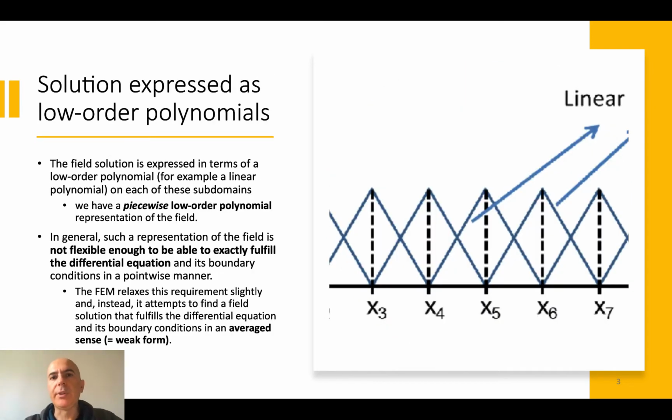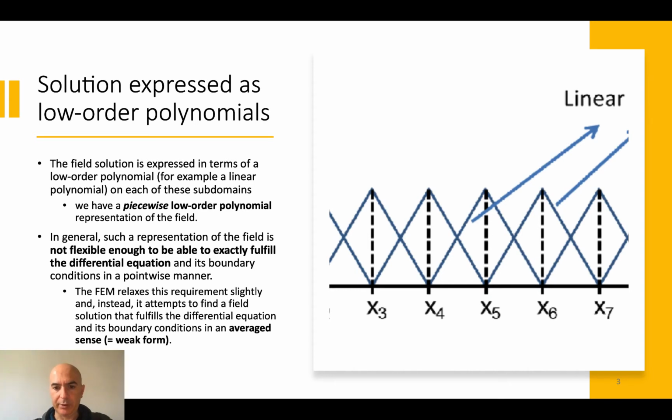One of the most important concepts when we use FEM is to understand that we are going to use an approximation of our fields, electric field, magnetic field, or the potential. We are going to use an approximation that uses a low order polynomial. So for instance, we can use linear polynomials on each of the subdomains.